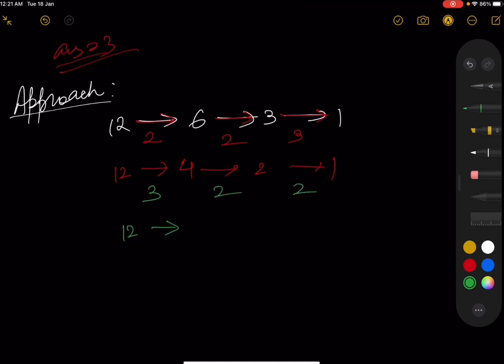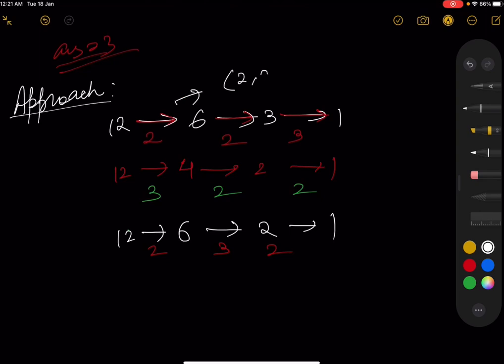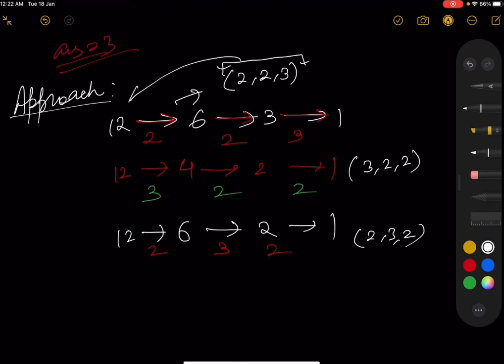Now if you transform like this, 12, then let's say 6, and then 2 and then 1, then the prime factors we are choosing are: first 2, then 3, and then 2. So one thing you can notice if you see the pattern is that here the prime factors are chosen in this order, 2, 2 and 3. Here it is chosen in this order, and here in this order. What you notice is that if you multiply all these numbers together, you will basically get 12.